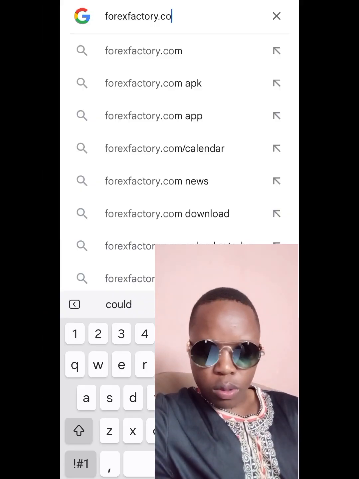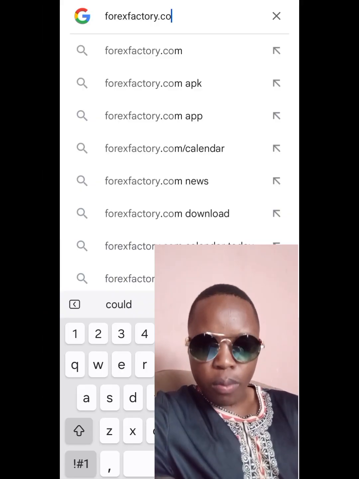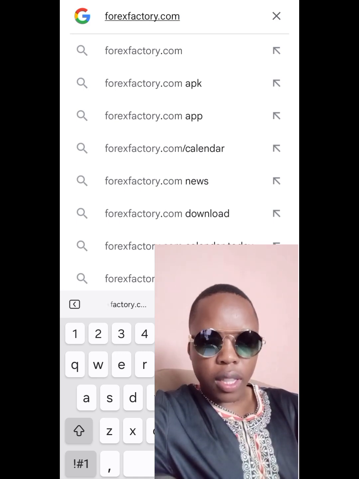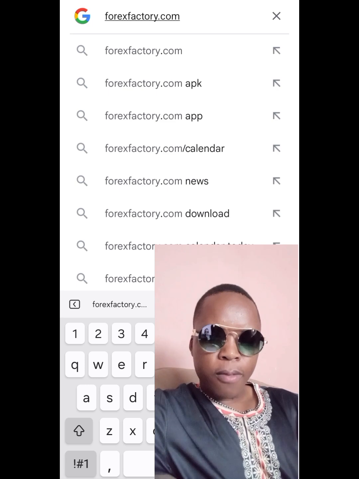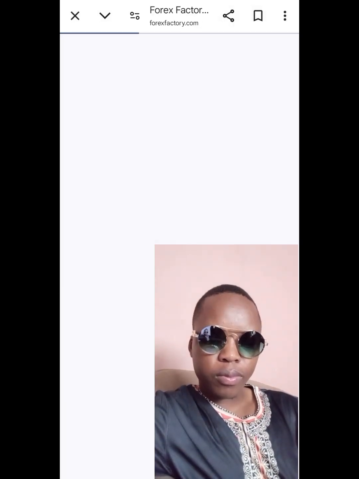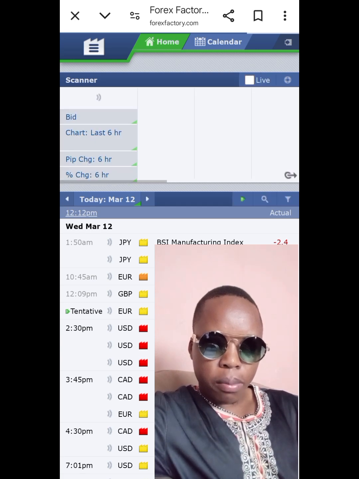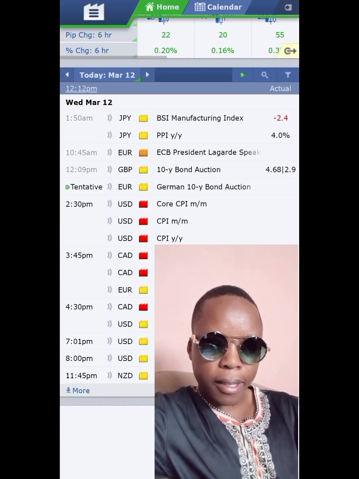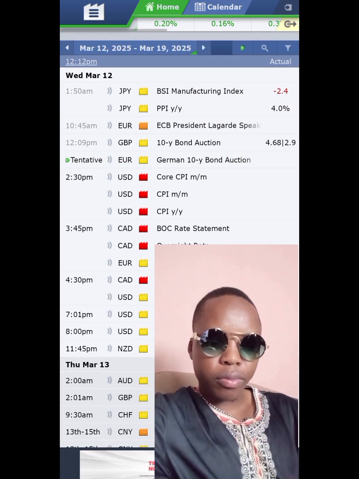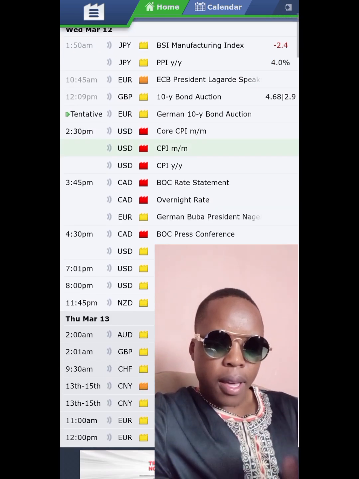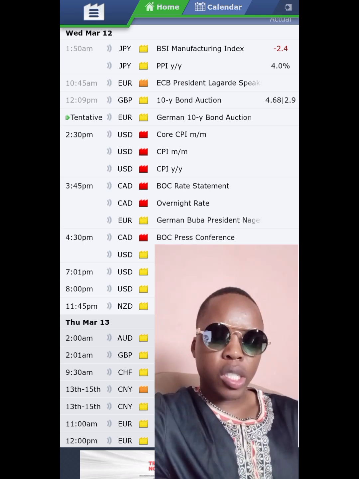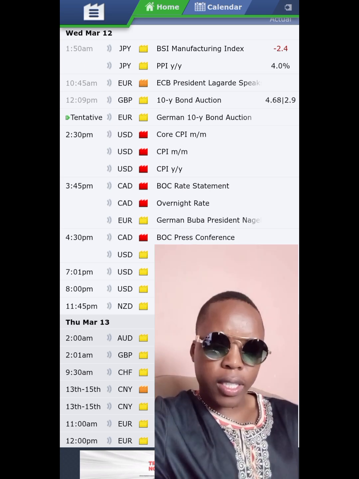You just have to go to Google and search forexfactory.com for the Forex calendar. As you can see at the top there, it's coming up here. Here's the calendar, the Forex calendar. As you can see at the top, there's the date, Wednesday, March 12th. I hope you can see the date there.